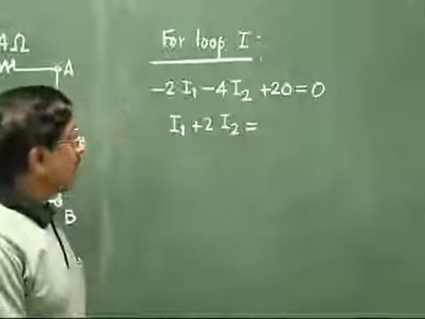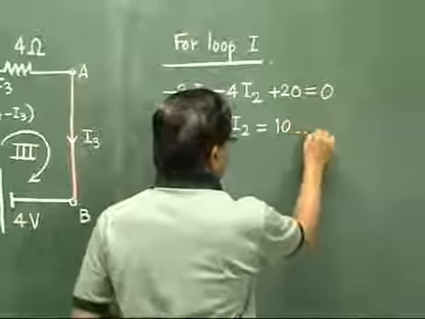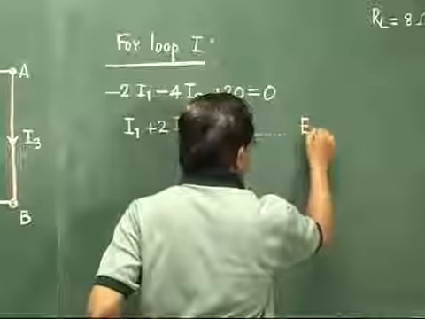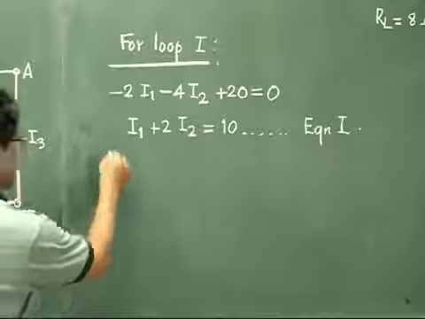20 taken to the other side will be minus 20, and divided by minus 2 will be 10. So this will be the simplest form. So we say that this is equation 1. So very fast we write the equations for the other loops.